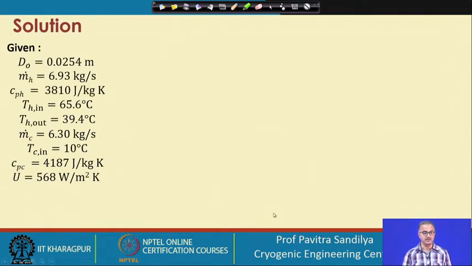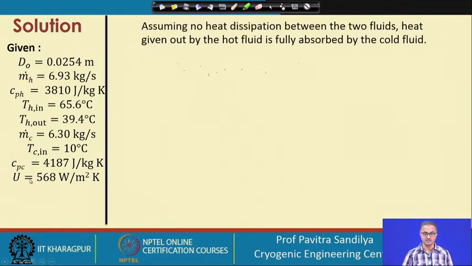So, first let us write what all are given to us: the outer diameter of the tubes, the flow rate of the hot fluid, that is oil, then the Cp of the oil, and these are the outlet and inlet temperature of the oil. Then this is the water flow rate, this is the water inlet temperature, this is the specific heat, and this is the overall heat transfer coefficient.